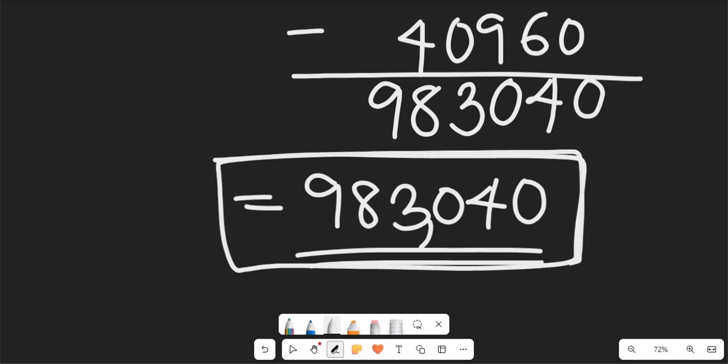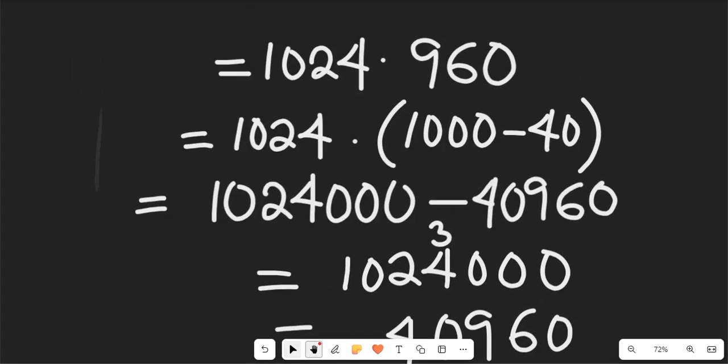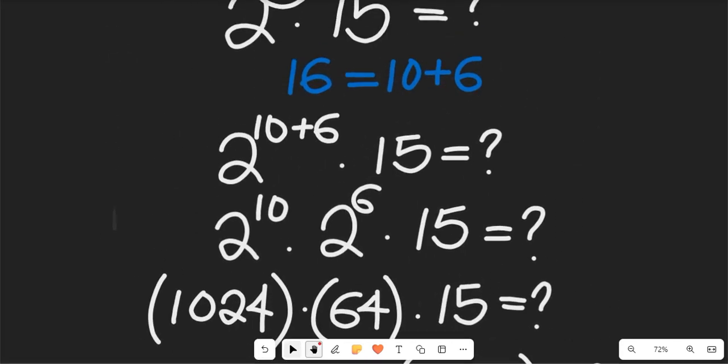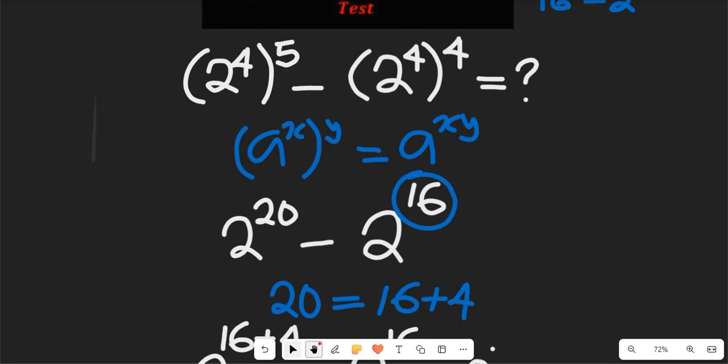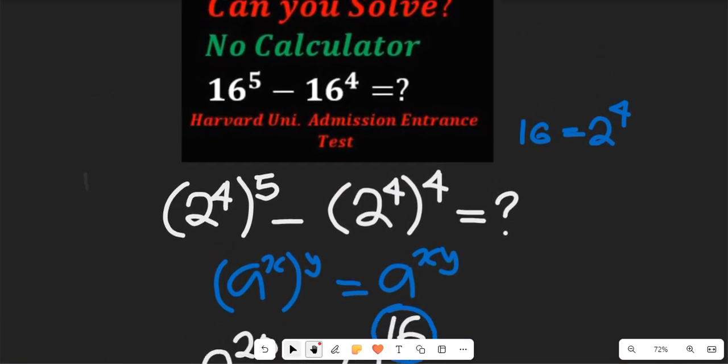without the use of calculator. So you see, without the use of calculator, we can find the solution to that expression given to us up there.